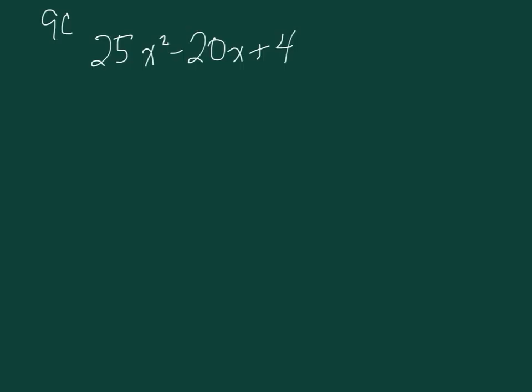Knowing that it's a trinomial, right? We know we have a trinomial. That means we have an expression with 3 terms, right? We've got an x squared term, an x term, and a purely numerical term here at the end, plus or minus. So knowing that, we're going to quickly assess and say, hey, can I use perfect square with this?